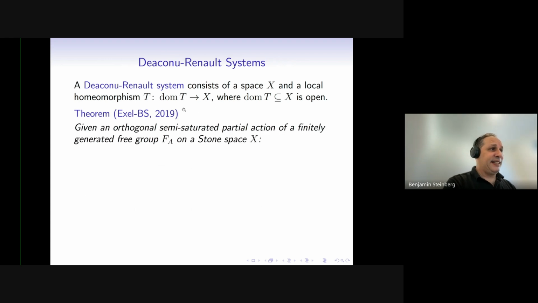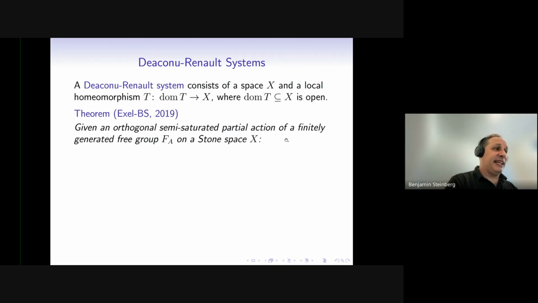And Hui, Axel and I showed in a paper in 2019 that if you're given an orthogonal semi-saturated partial action of a finitely generated free group on a stone space, so stone space just means compact, totally disconnected, and Hausdorff. So now I'm putting compact in.